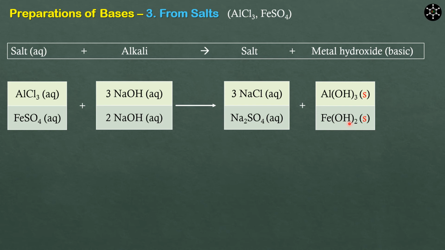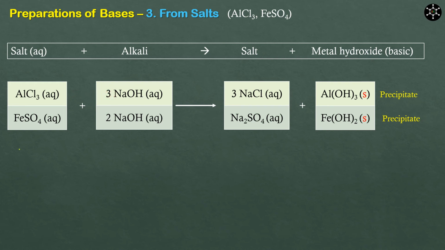Keep in your mind, apart from group 1 and group 2 metal hydroxides, all other metal hydroxides are insoluble in water. To write down these products, we can again apply the simple method. We just have to find out the positive and negative ions of two reactants and exchange them.